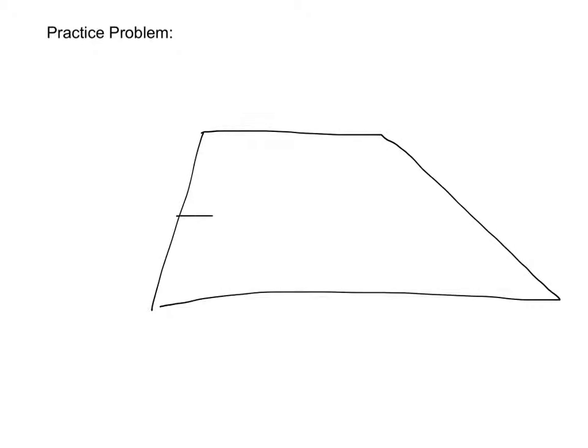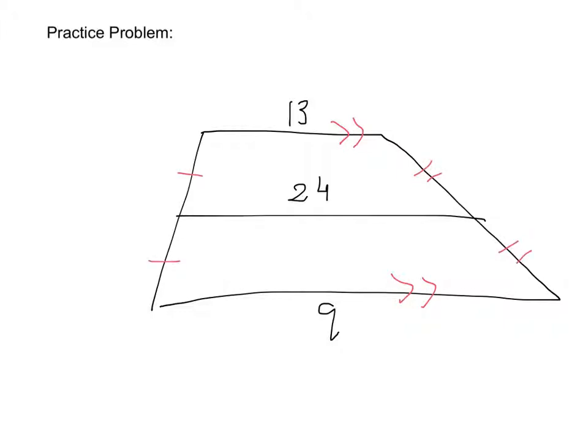So using what we just learned about trapezoids, if we have this figure here, and we're given that this side is 13, this is 24, this is Q, and we know that these are going to be parallel, and we know that these are going to be congruent, then this is going to be the midsegment, and we're asked to find Q.